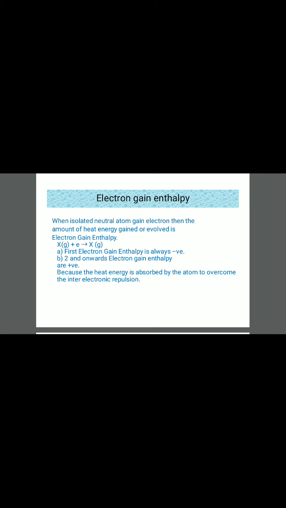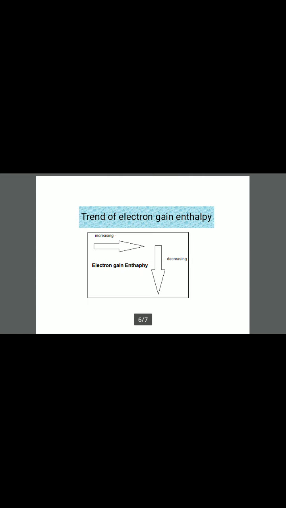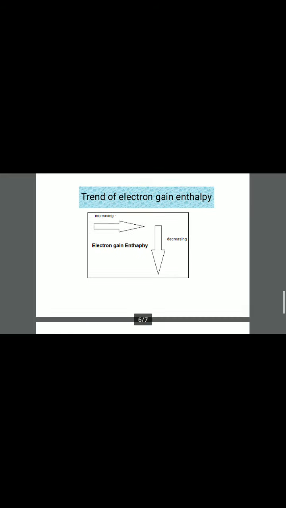Say X is an element. When it gains a single electron, it becomes X negative. It means it has the first electron gain enthalpy. When X negative gains one more electron, then it becomes X minus 2. This is called second electron gain enthalpy. Second electron gain enthalpy is always positive. This point you have to remember always. Now, what are the trends of electron gain enthalpy? Similarly, it is shown in terms of graphical representation.